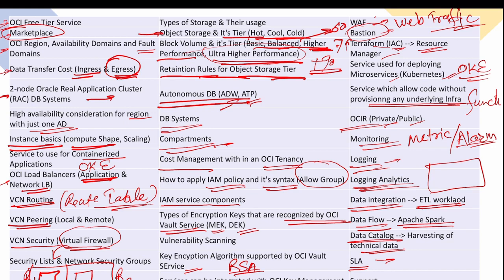So these are the services you need to go through for this exam. Once you go through them, I am pretty sure that you will pass this exam 100% in the first attempt.